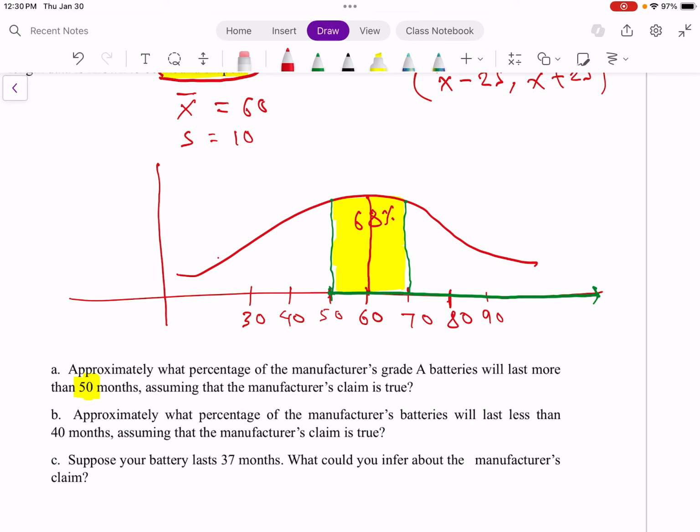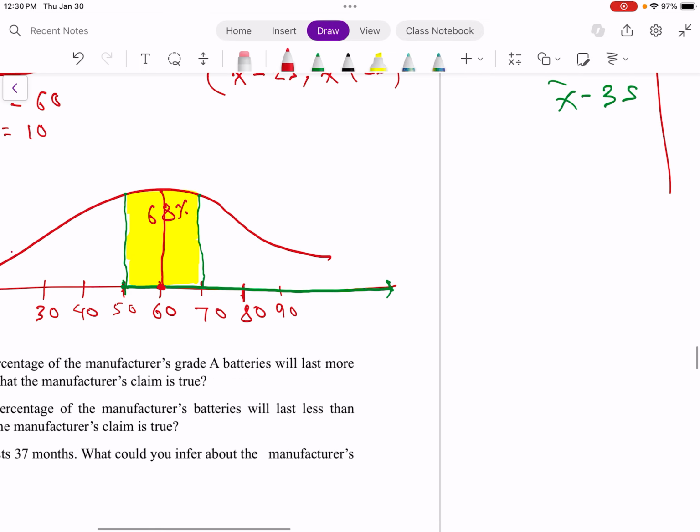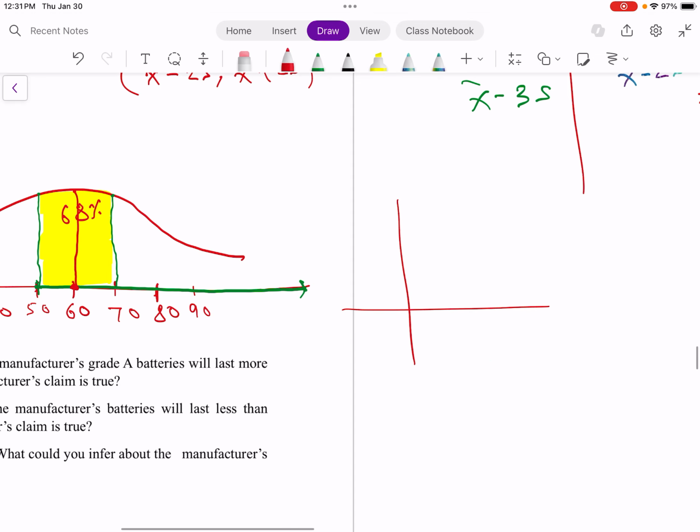Okay, before this one, let me add one more thing. So what percentage of measurements do we find on the left of 60? 60 is our mean, okay? So let me draw one. So here, this is our bell shape, our mean is here, okay? So what percentage of measurements do we find on the left of x bar?